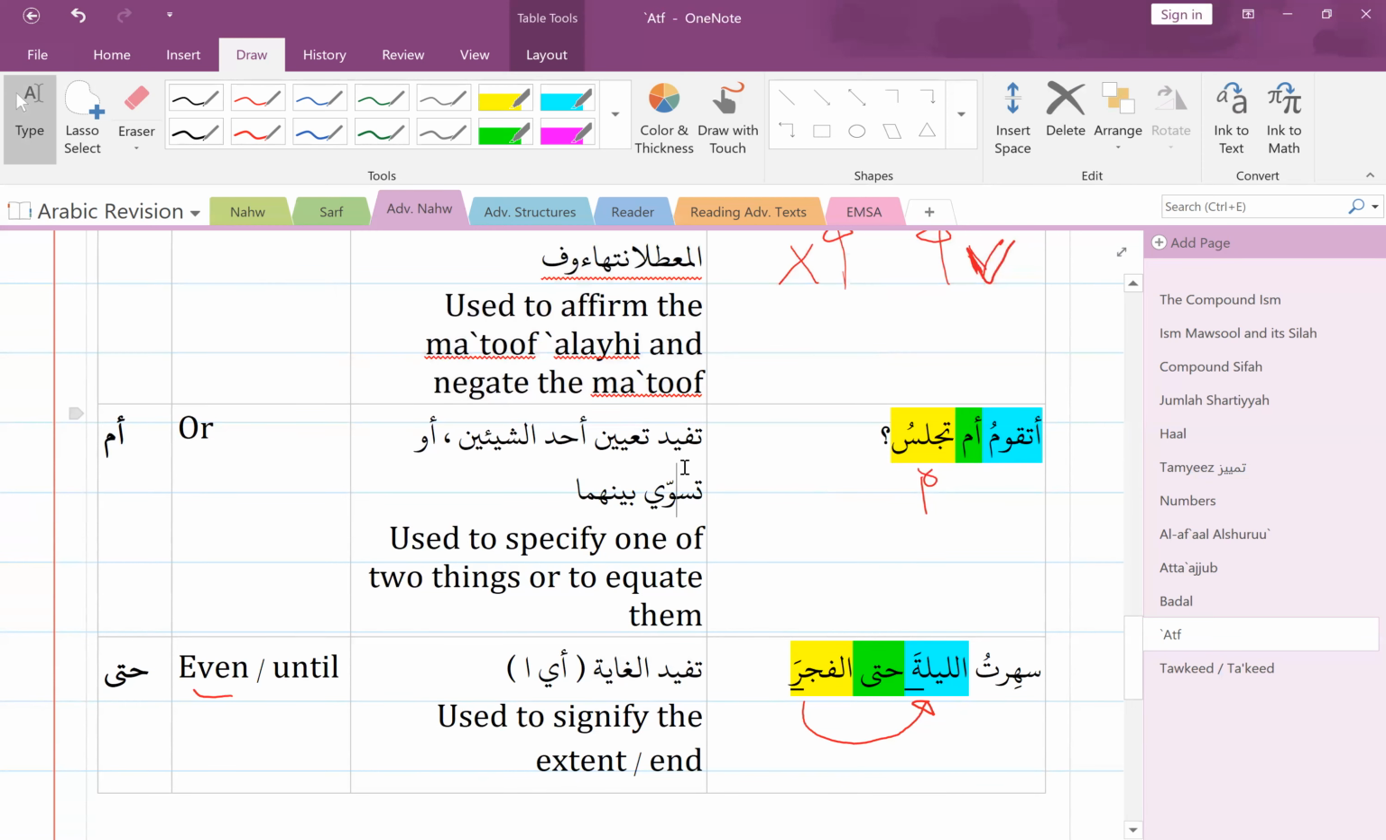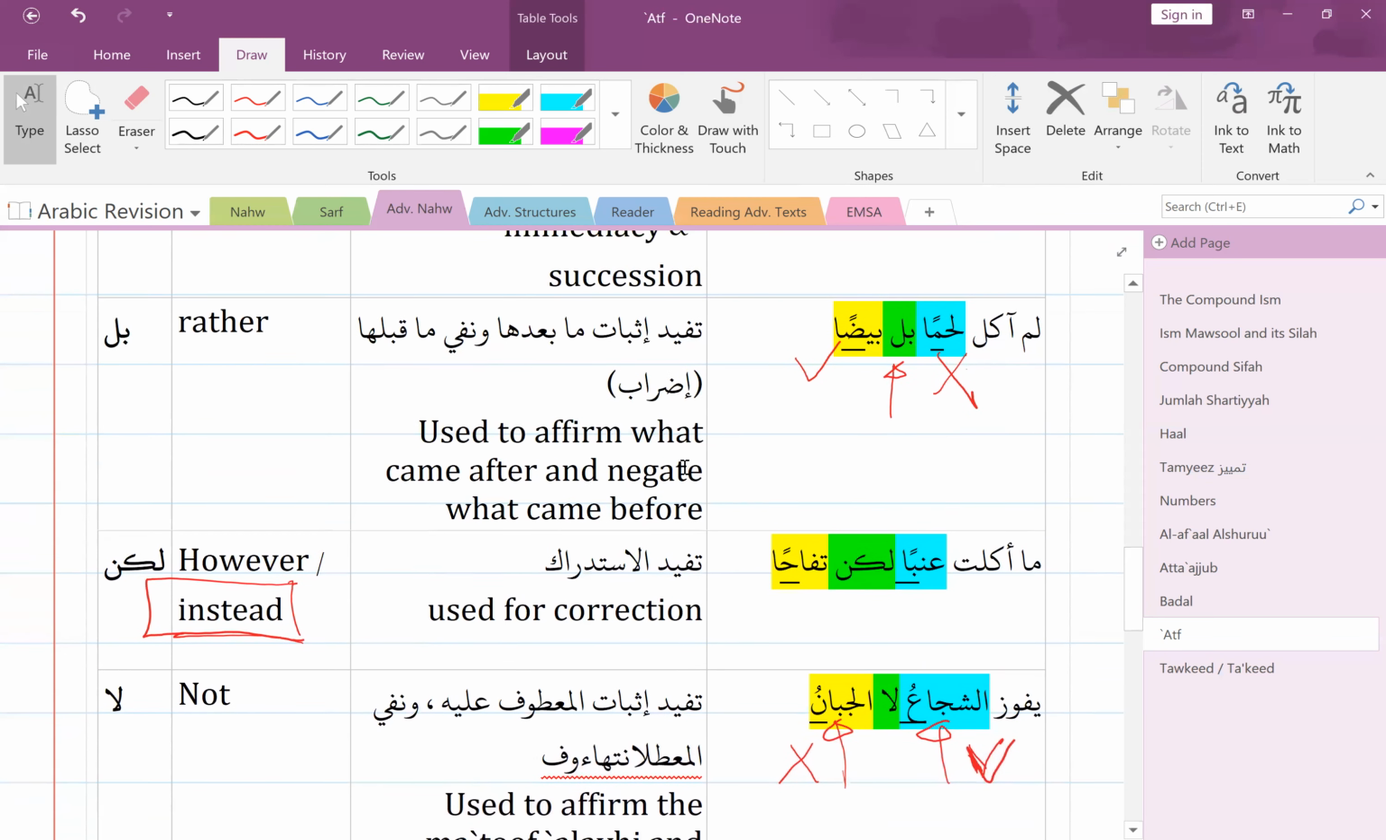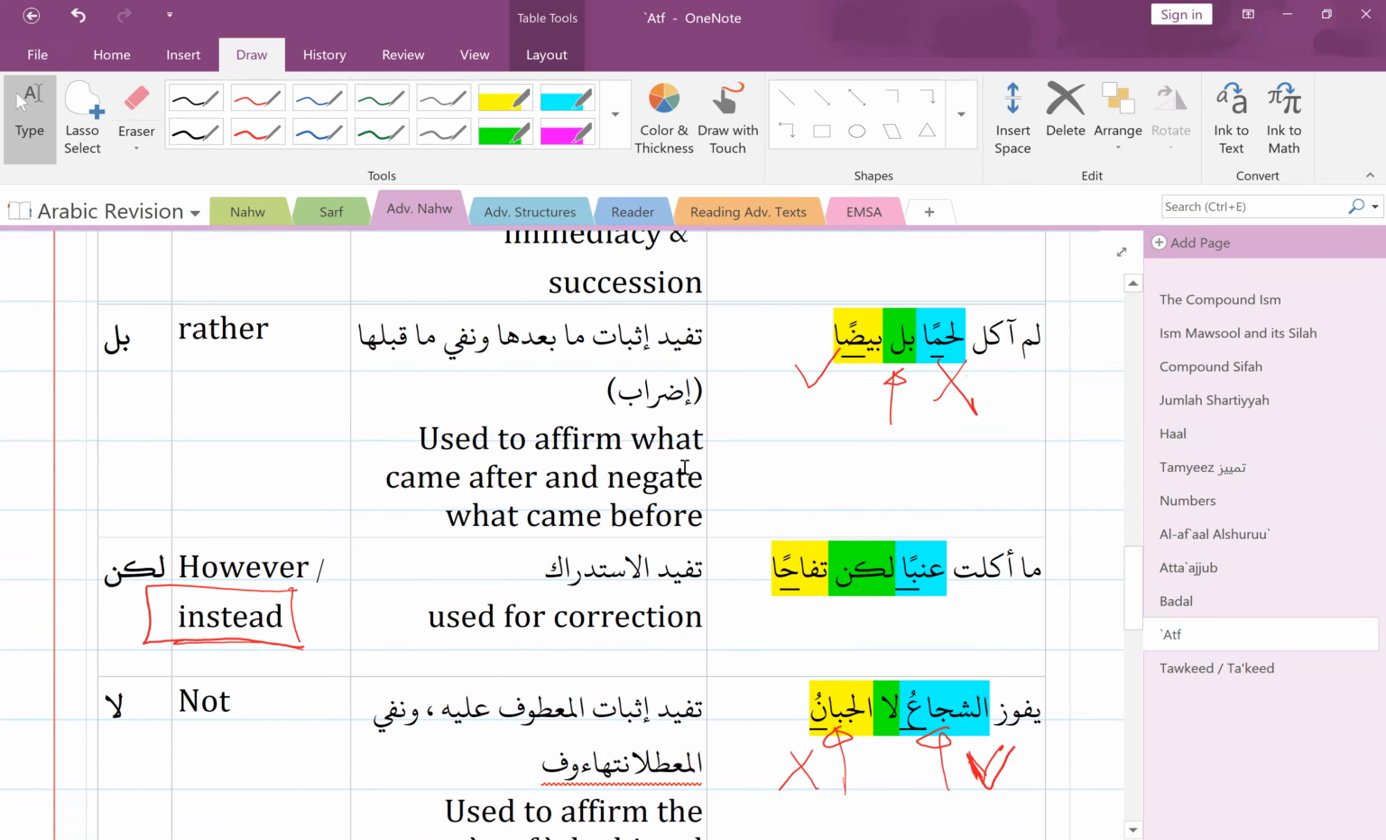Yes. The difference between istidrak and idrab: in both cases, the first thing is wrong and the second thing is the correct thing. So if it comes in an example somehow, then how are we going to identify whether it is idrab or istidrak? I think I'm not 100% sure what the difference is, but there are certain words that are known as adatul, basically like huruf al-idrab. Like lakin is always known as al-istidrak. So when you see lakin, it is always going to be istidrak. When you see bal, it's always going to be idrab. So I think that's how they know it.